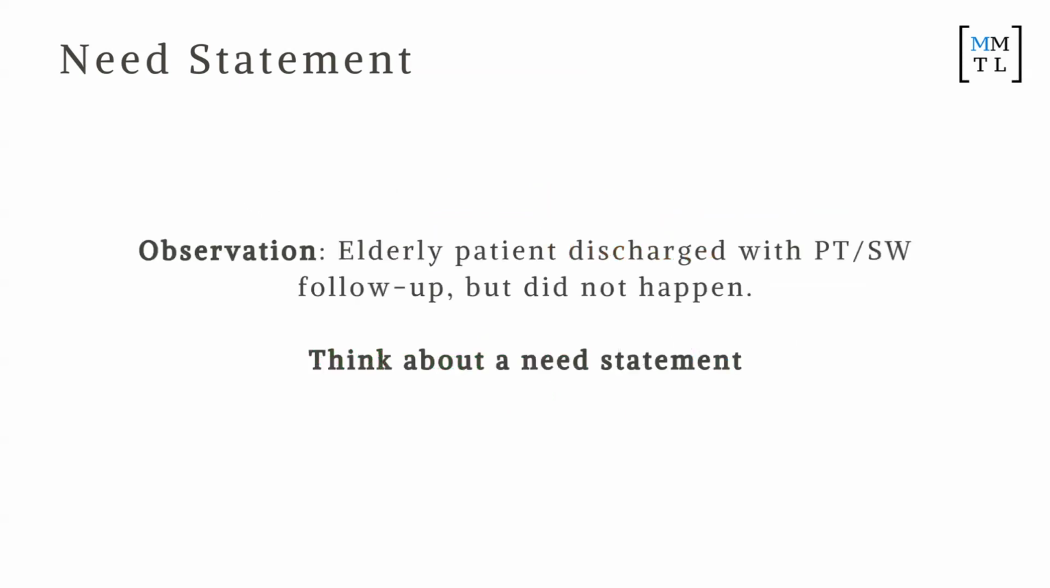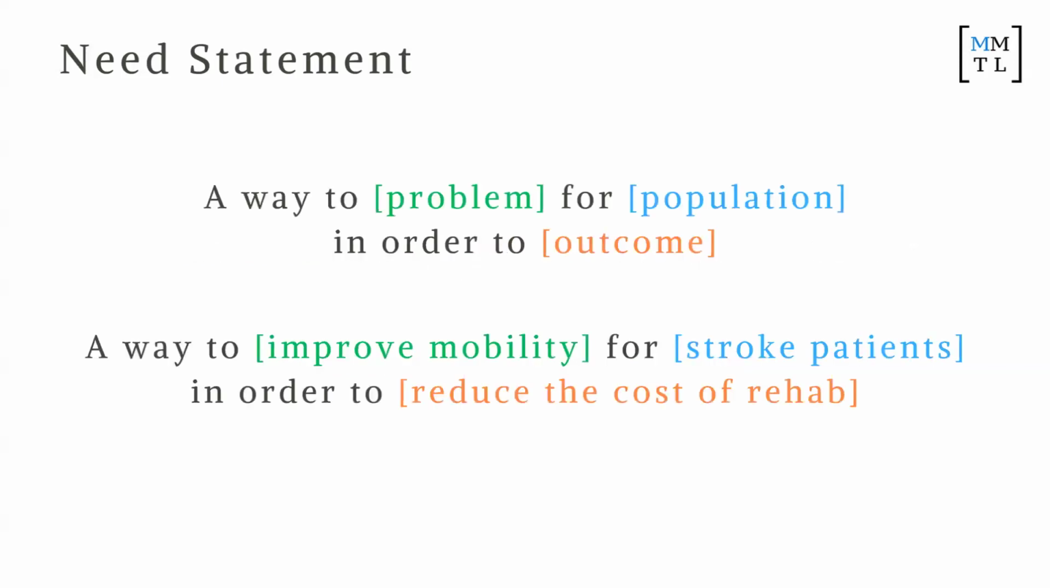All right, so let's go through some examples. Say that you're in the community, and you observe that an elderly patient has been discharged with physiotherapy and social work follow-up, but it did not happen. Now, what's a potential need statement for this? Please just think about it for a few minutes in your tables. I'll go back to what the structure of a need statement is, and I can go back to the observation as well. So what's the problem, what's the population, and what's the potential outcome to someone who's actually going to buy it?